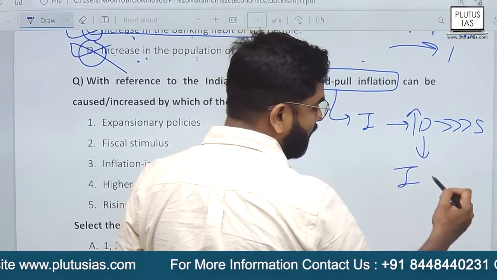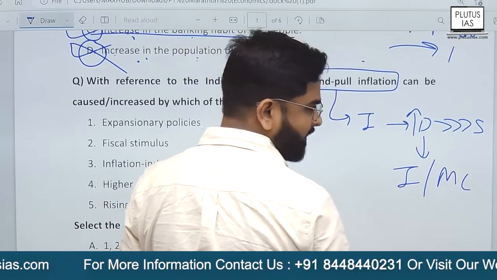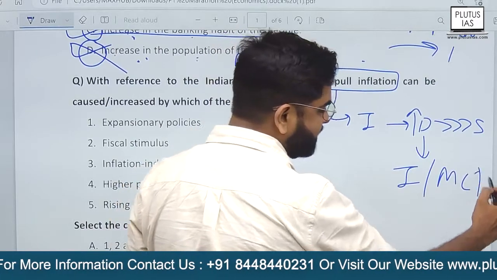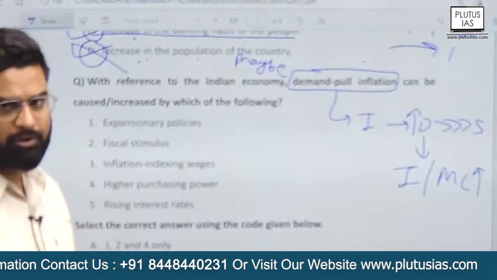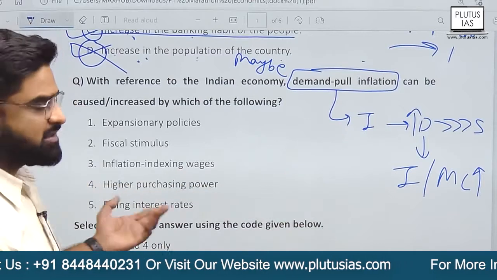income or money left with them. The more income they have, the more money left with them, then demand will increase, and then of course demand-pull inflation. This is the basics. Now let's see the statements.